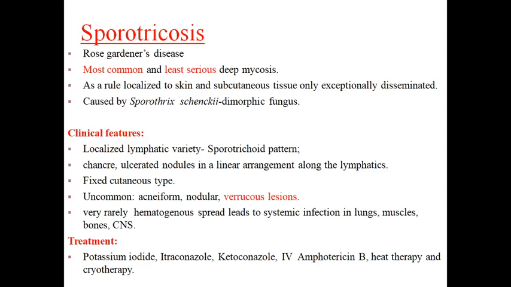In sporotrichosis, uncommon presentations can be there in the form of acneiform lesions. So acne-like lesions, sometimes nodular lesions, sometimes rosacea-like lesions, sometimes large varicose lesions can be there, and very rarely hematogenous spread can also occur, leading to systemic infection, especially of bones, lungs, muscles, CNS, as I have already discussed.